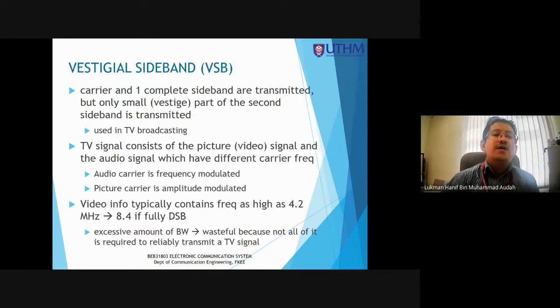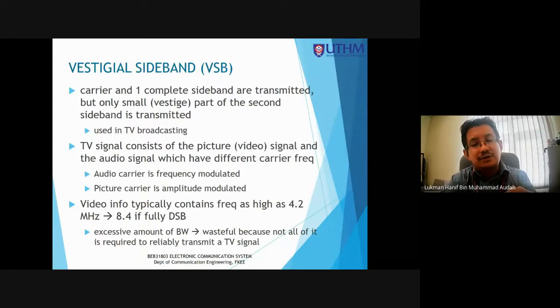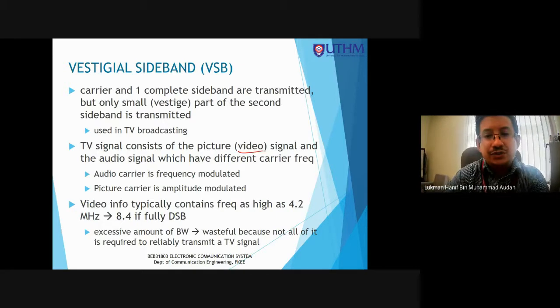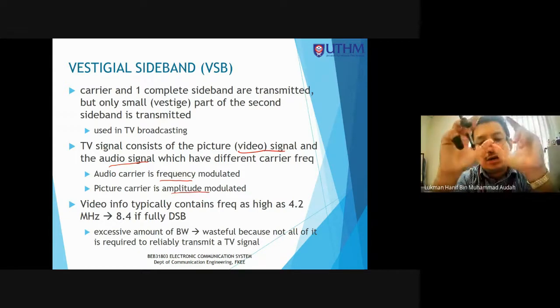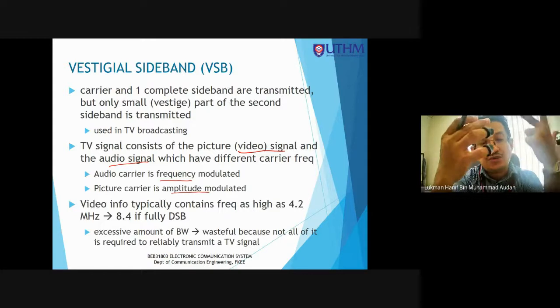Okay. Okay, vestigial sideband. So the last type of amplitude modulation techniques is the vestigial sideband, yang mana ini digunakan dalam TV broadcasting, television. So television broadcasting consists of a video signal and also the audio signal, which have different carrier frequency. So audio carrier is frequency modulated, picture carrier is amplitude modulated. So sebenarnya dia menggunakan dua kaedah, amplitude modulation and also the frequency modulation.